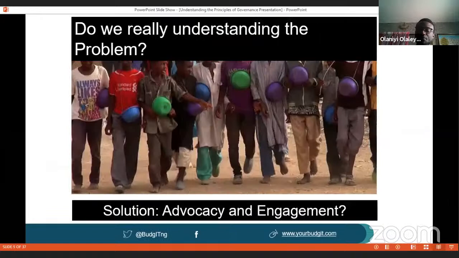So we really need to understand the problem. In the pictures in front of you, we see children on the streets begging for money. Why do we have this problem in Nigeria?